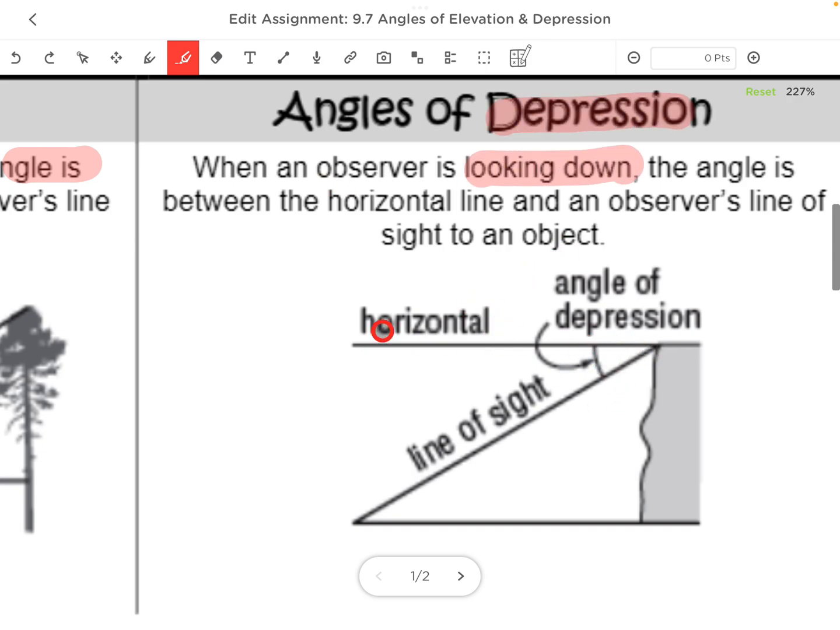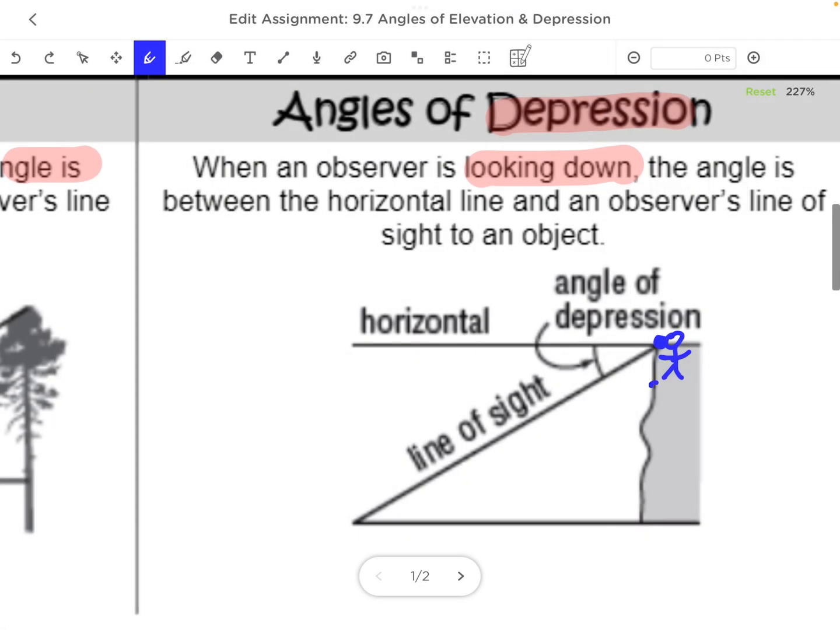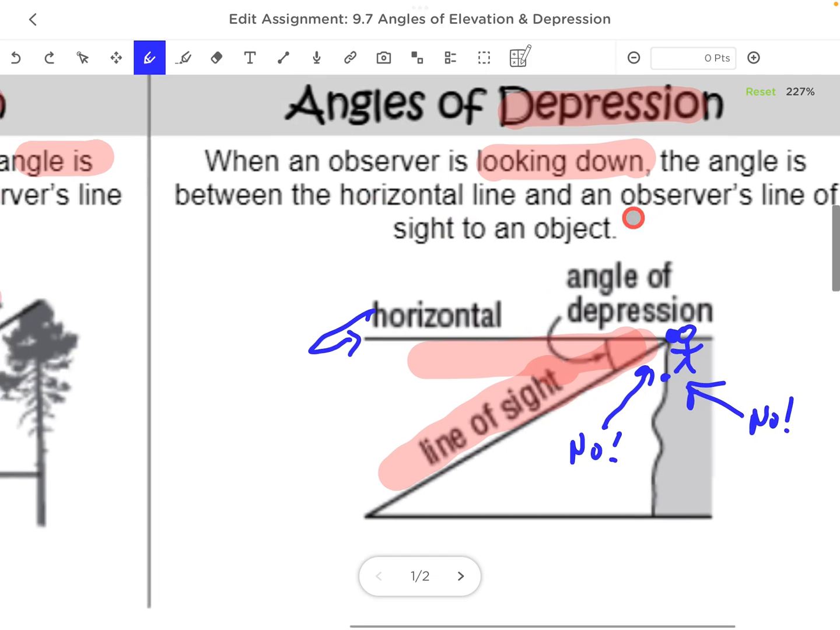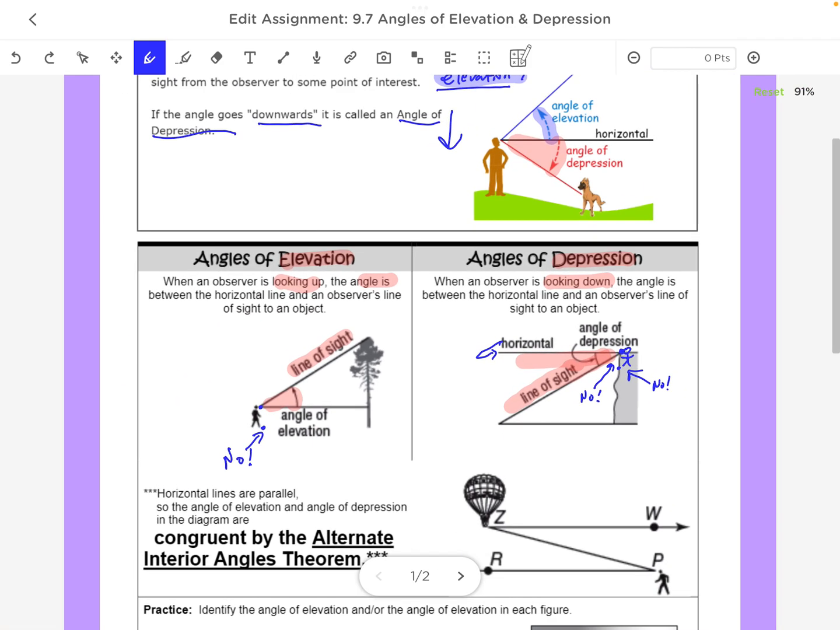If that's us, we're looking from our eyesight, not from where we're sitting, we're standing. It's where our eyesight is, so it's always from the line of sight. That's called the angle of depression. Now, a common mistake is to think it starts right there. It's not right here. It's from this horizontal line. So we have to think about that. All right, that's the basics of what we're talking about today, so we don't mess that up.